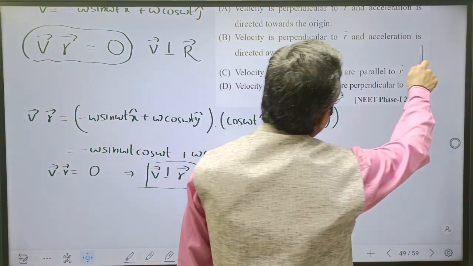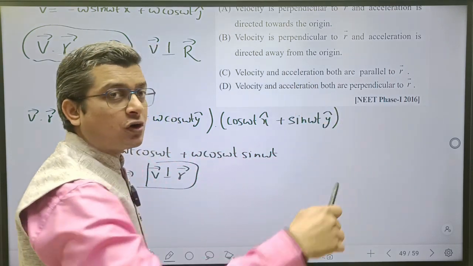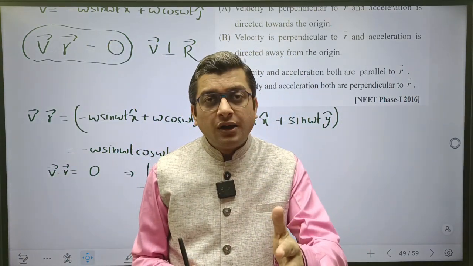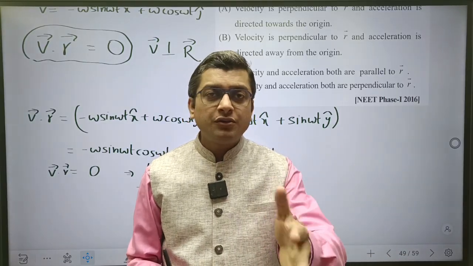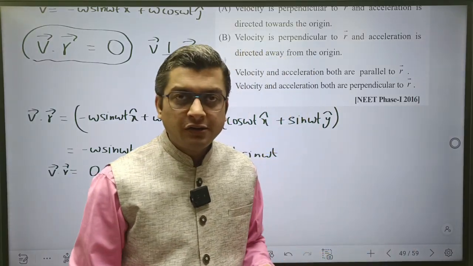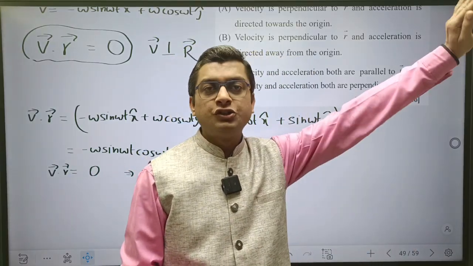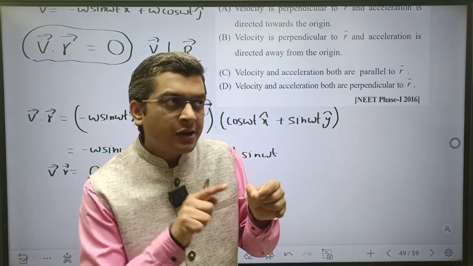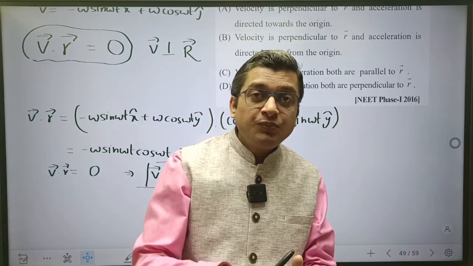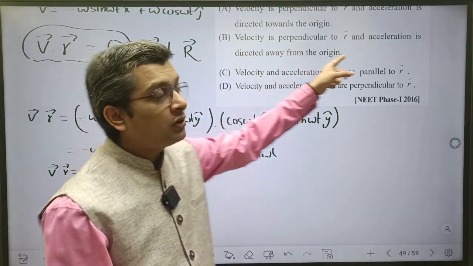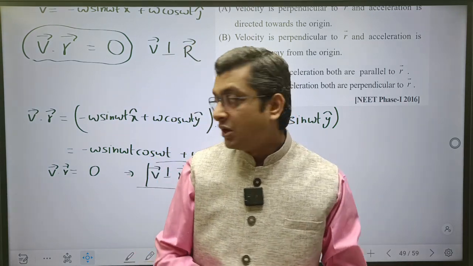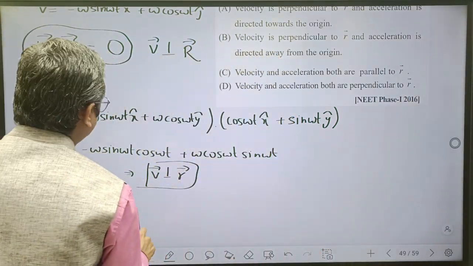In this statement, it is also stated that acceleration is directed away from the origin. Always remember, when we learned about the position vector, we said that the position vector is always directed away from the origin, because it starts from the origin and approaches the point for which we have to find the position vector. So if acceleration is directed away from the origin, it means acceleration is along the position vector, isn't it? So first we have to find the expression for acceleration.